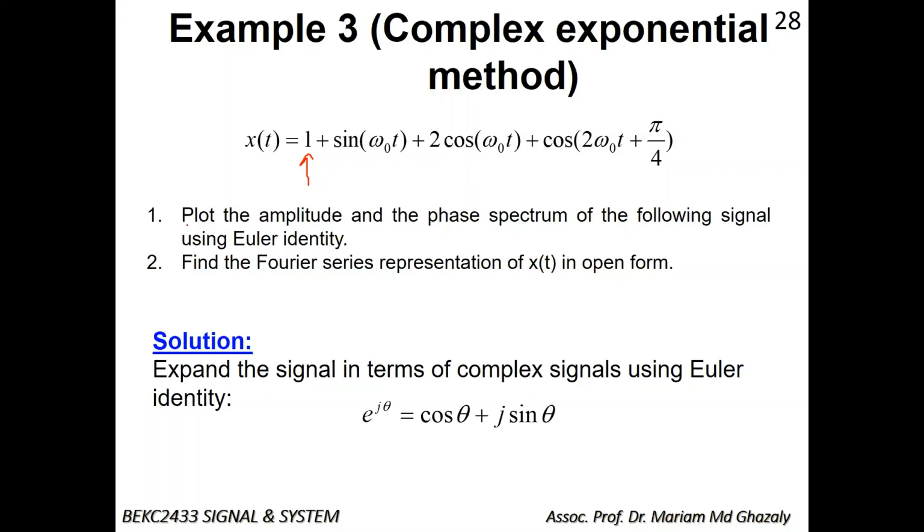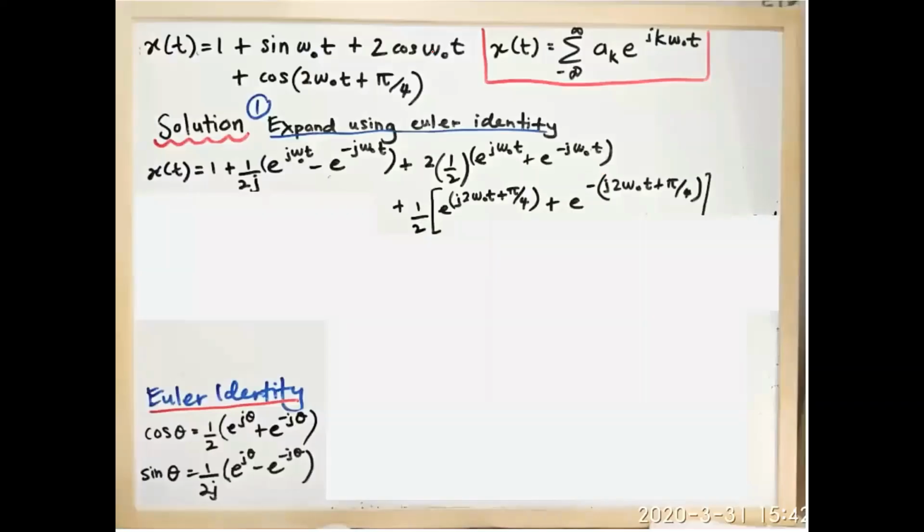Okay. So the question is: first, plot the amplitude and phase spectrum of the following signal using Euler identity. Second, find the Fourier series representation of x(t) in open form. So how to solve this problem is by using the Euler identity. Expand the terms using Euler identity. So let's look at the solution.